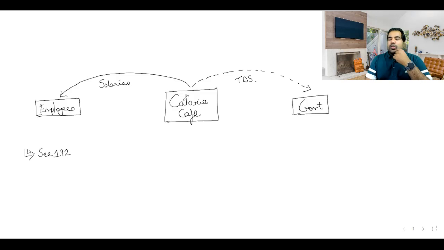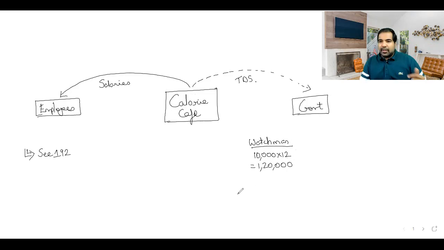All right. So Calorie Cafe says, okay, I can do that, but how do I do it? Because different people have different salaries. Example, let's take the watchman of Calorie Cafe. Let's say the watchman's salary is 10,000 rupees per month into 12, which is 1,20,000. If you know the income from salaries chapter, this is the gross salary. And if you minus the standard deduction of 50,000 rupees, the watchman's net taxable salary in the whole year is only 70,000.